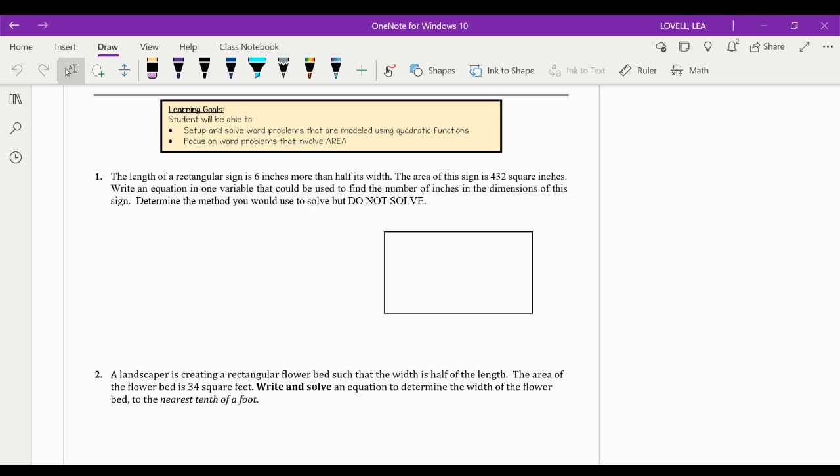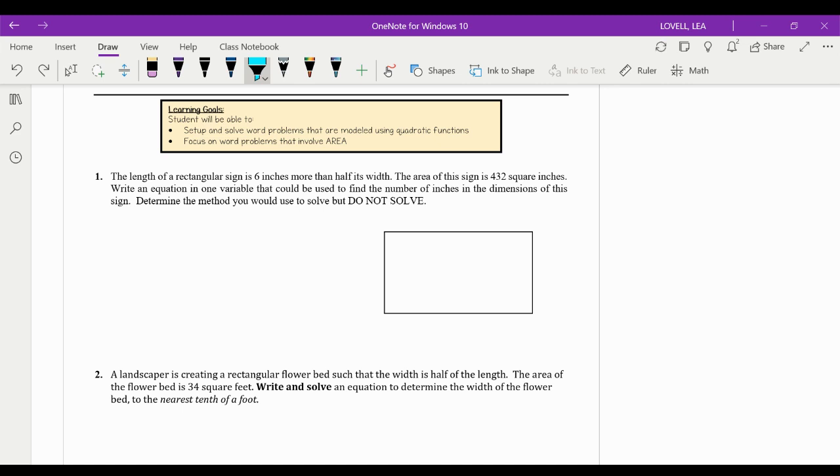So in problem number 1, it says the length of a rectangular sign is 6 inches more than half its width. The area of this sign is 432 square inches. Write an equation in one variable that could be used to find the number of inches in the dimensions of this sign. Determine the method you would use to solve, but do not solve. Okay, so it looks like we're just setting up an equation. Good to know.